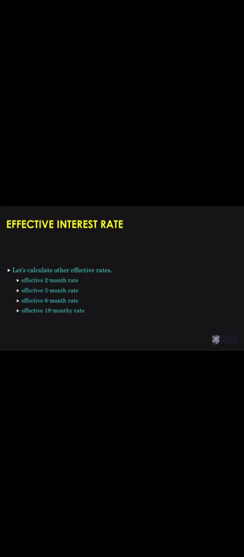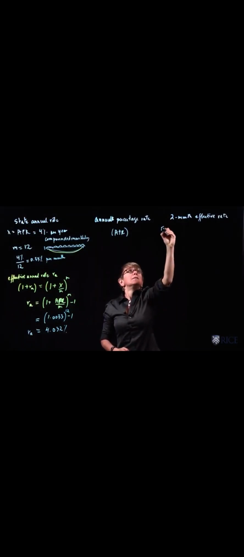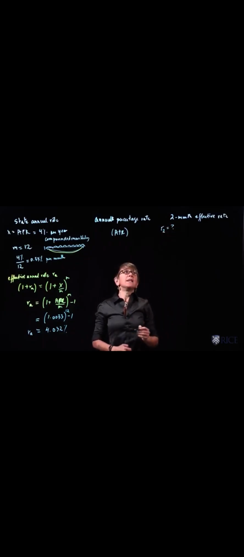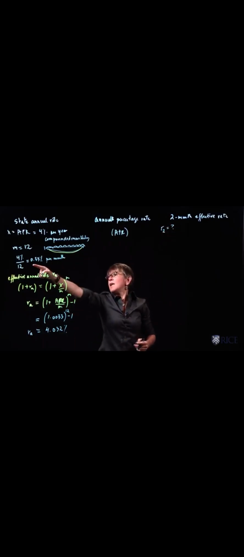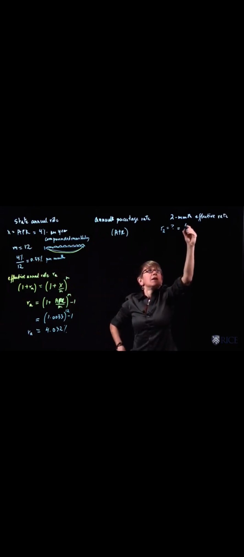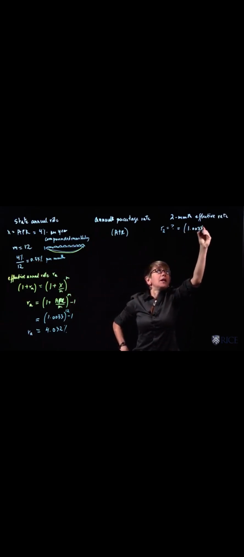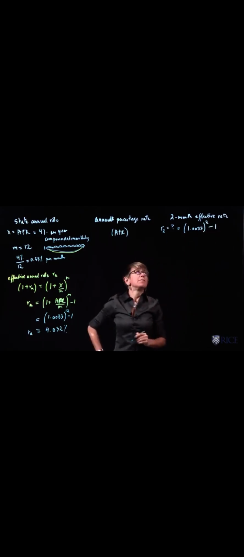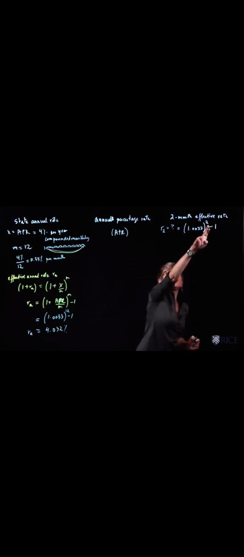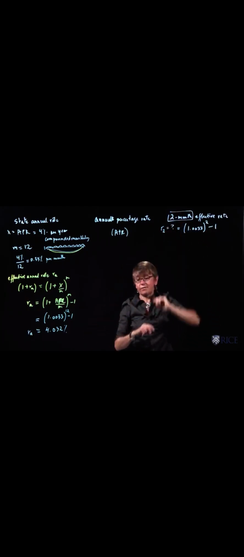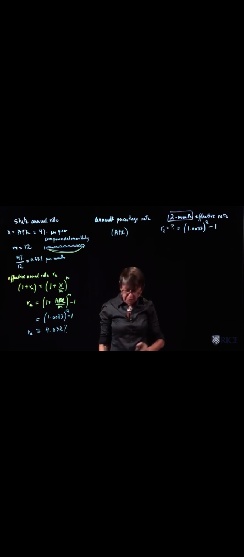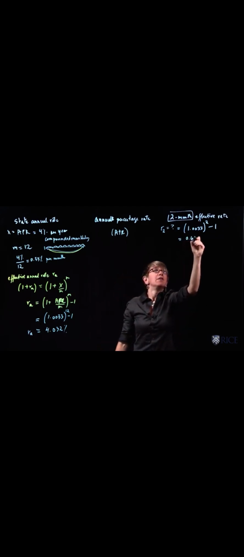Now let's find other effective interest rates. Let's find, for example, the 2-month effective rate. What would that be? Again, this is the per month rate, 0.033, to the second, minus 1. Why 2? Because I am computing the 2-month effective rate. And what is that going to be? That's going to be 0.6611%.